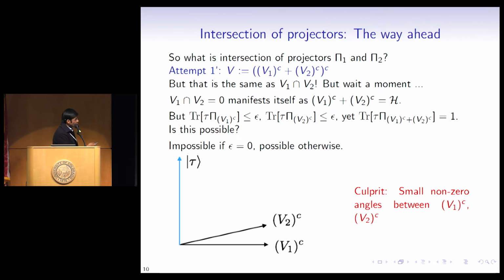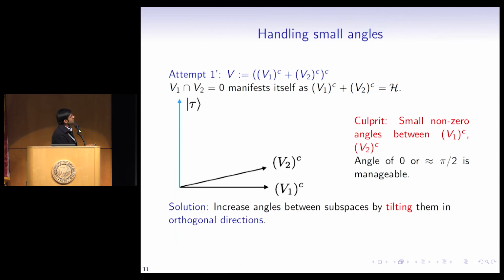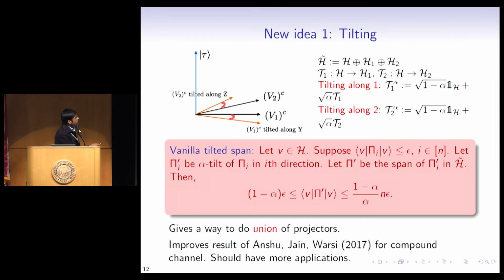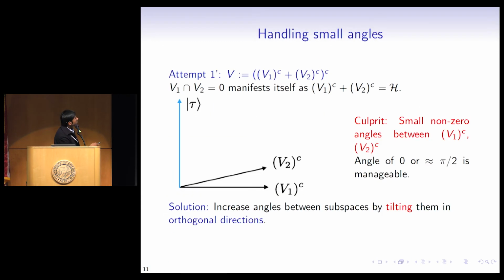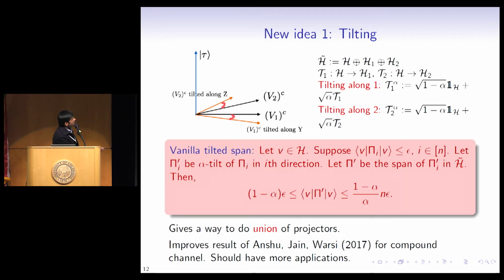Okay. So how do we get around this anomaly? This is the first idea, which is known as tilting. What we do is we try to tilt V1 complement and V2 complement in two orthogonal directions. Okay. Let's see how we do that. That cannot be done in the original Hilbert space H. For that, I need to extend my Hilbert space H in the following way. So I want to tilt V1 complement, let's say in a direction Y, with some small angle. I want to tilt V2 complement in a direction that is orthogonal to Y, let's say Z, with some small angle. So how do I do that?